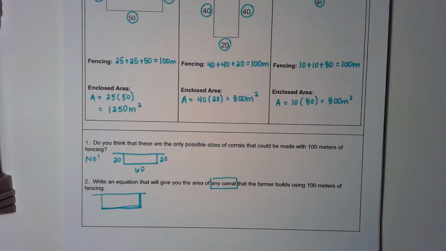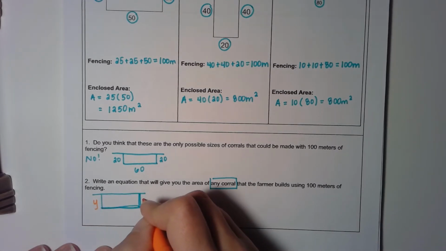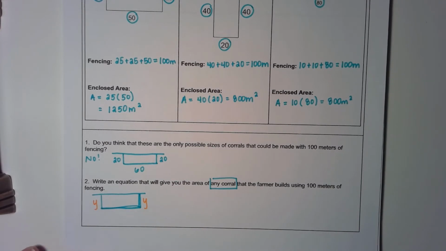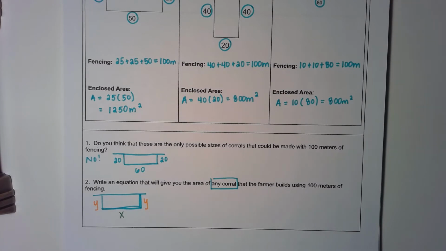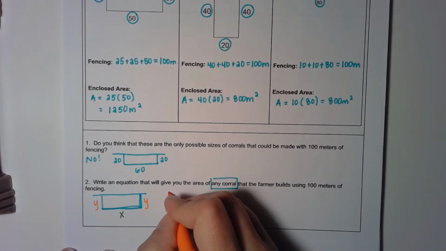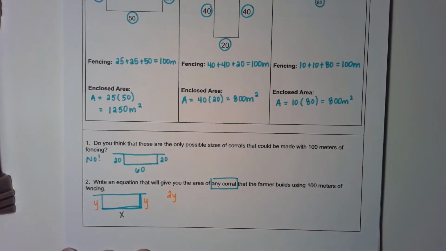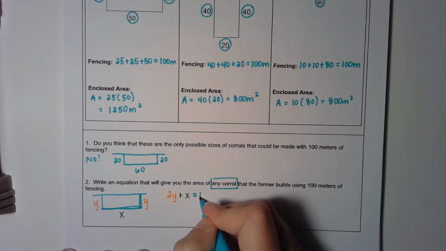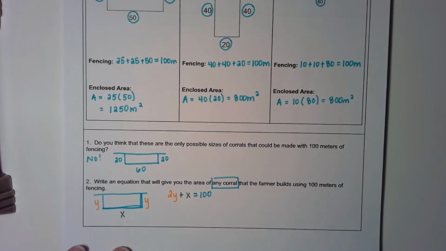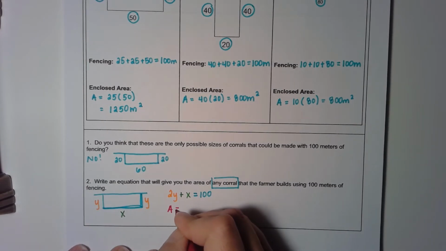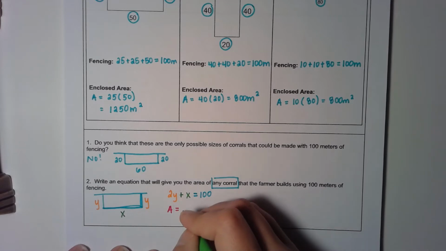Let's call the height of our rectangle y. And let's call the width of our rectangle x. Now we know that all together, those three sides need to add up to 100. So that means that I already know that 2y plus 1x has to equal 100 meters of fencing, because that's how much fencing I have. I also know that the area of this rectangle is always going to be x times y.